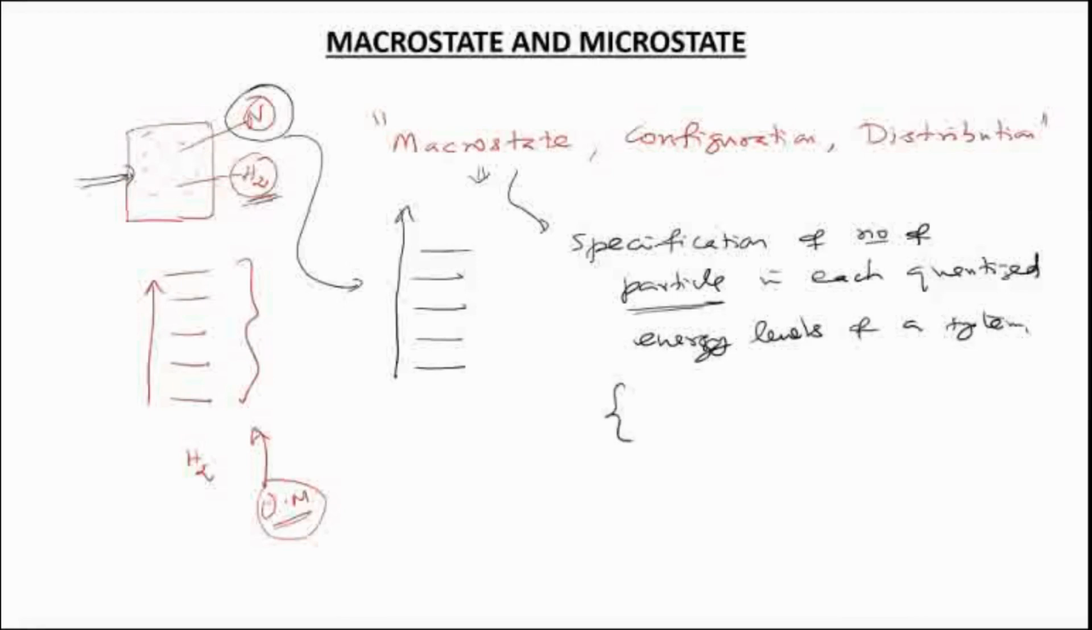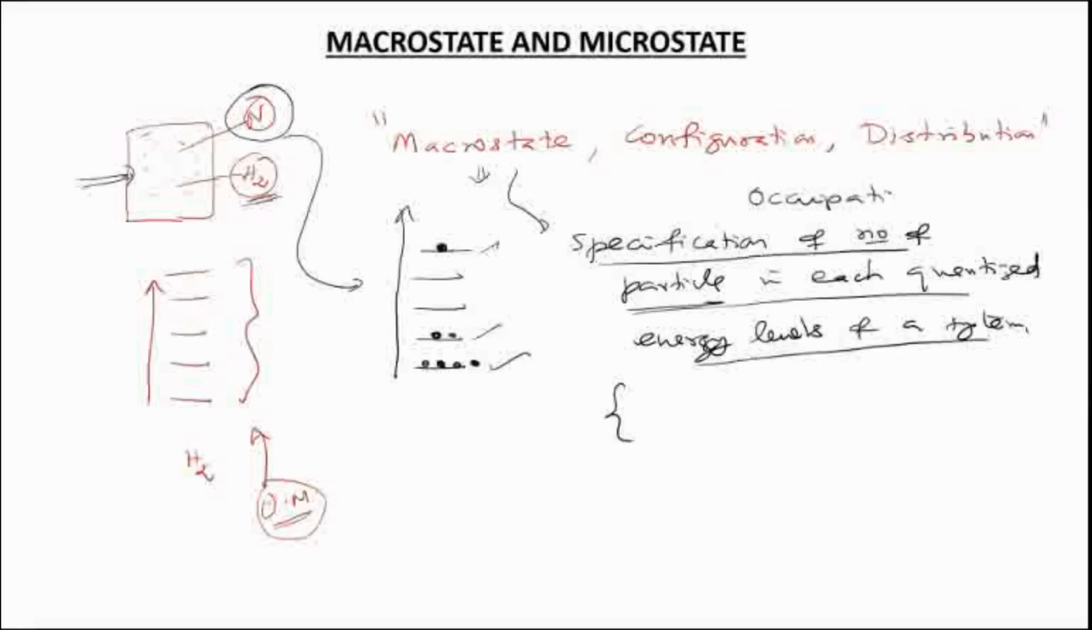So what is meant by that? Suppose I have 2 particles here, 1 particle here. Let me take here 4 particles, here 2 particles, and here 1 particle. Assume that I have a system with a total of 7 particles. 4 particles are present in the ground level, 2 particles in the first excited level, and 1 particle in the 4th excited level. Now I'm going to give you the specification of the number of particles in each quantized energy level of a system. This is also called the occupation index.